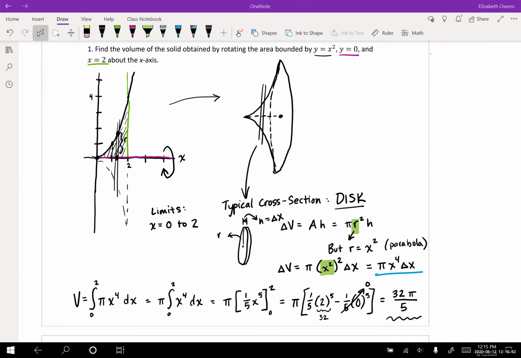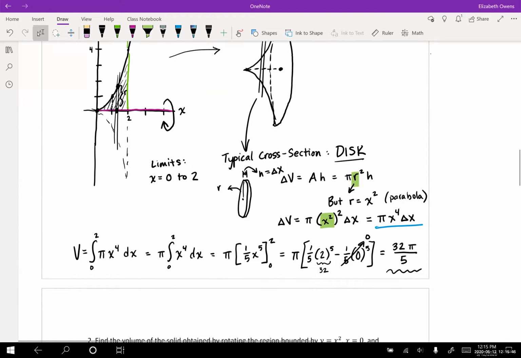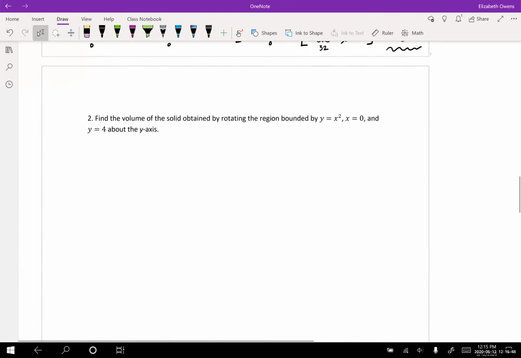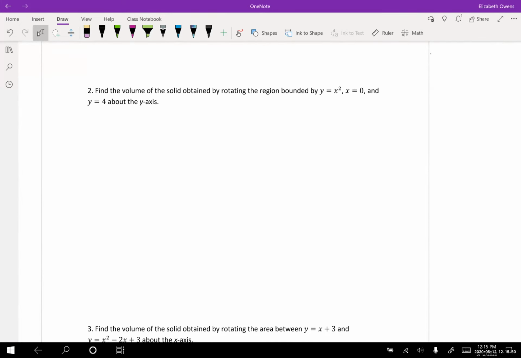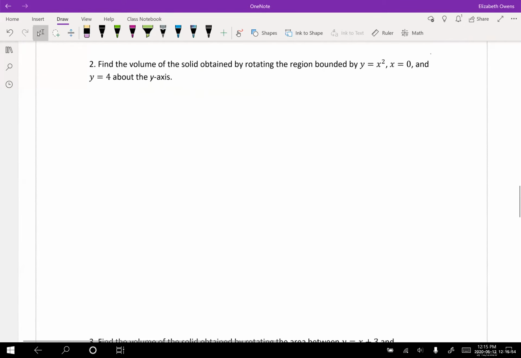So we are going to look at our next example here. Similar idea, but a little different twist. So in example 2 here, we are going to find the volume of the solid obtained by rotating the region. That's usually how all of these problems start, by the way. Say, find the volume of the solid obtained by rotating something, blah, blah, blah.